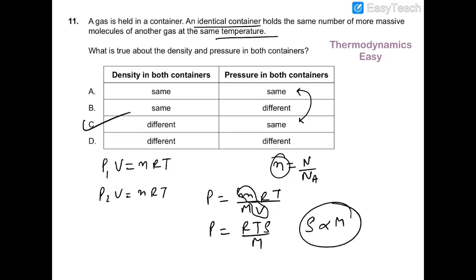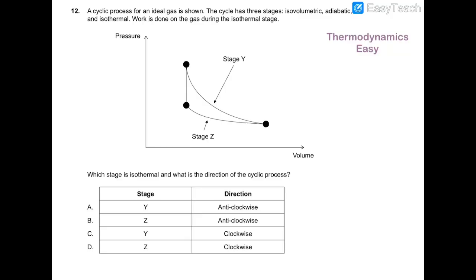Now let us move on to the next question. In this question, you can see that there is a cyclic process which is shown for an ideal gas. This cycle has three stages. One is isochoric, which is isovolumetric. The other one is adiabatic, and the third one is isothermal. And it is also given that work is done on the gas during the isothermal stage.